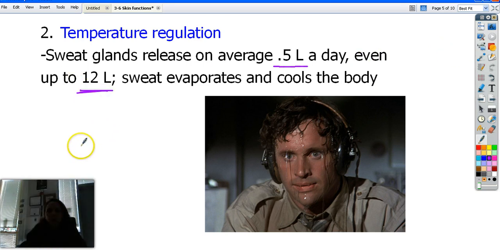12 liters of fluid. There goes the light again. Excuse me. Turn on. Turn on. Okay, my light went off. It doesn't see me. Oh well.